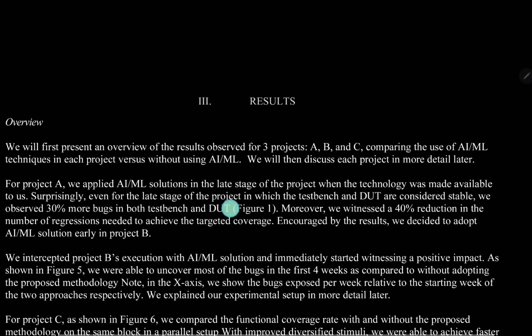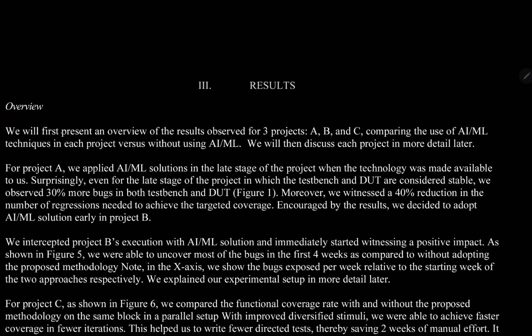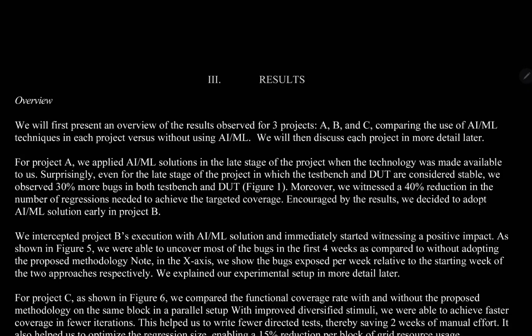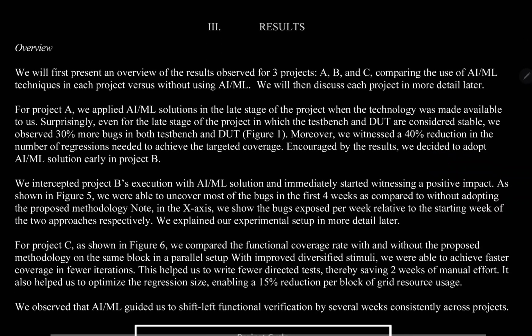3. Results. Overview. We will first present an overview of the results observed for three projects, A, B, and C, comparing the use of AI/ML techniques in each project versus without using AI/ML, and we will discuss each project in more detail later. For Project A, we applied AI/ML solutions in the late stage of the project, when the technology was made available to us. Surprisingly, even in the late stage of the project, in which the test bench and DUT are considered stable, we observed 30% more bugs in both test bench and DUT, as in Figure 1.